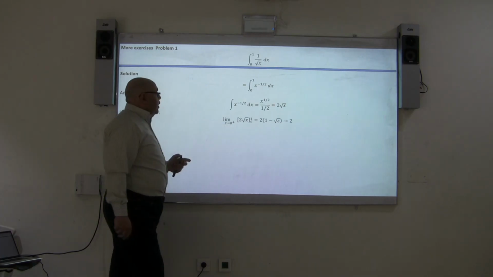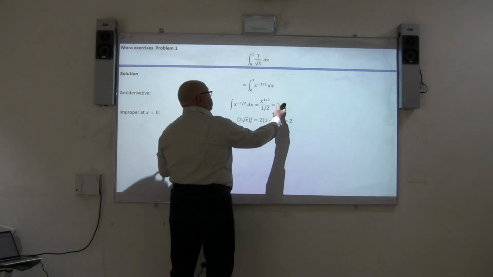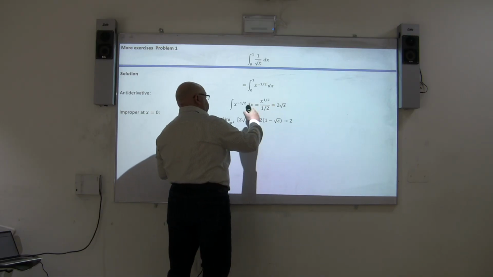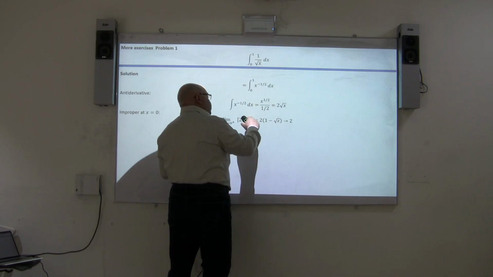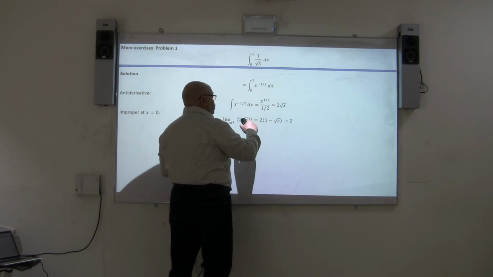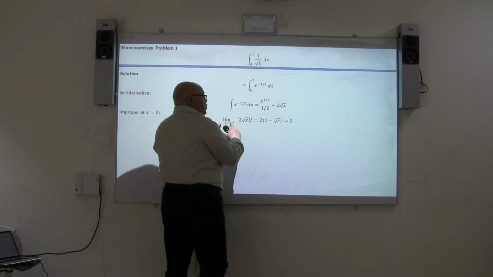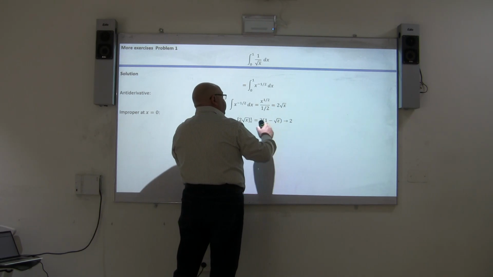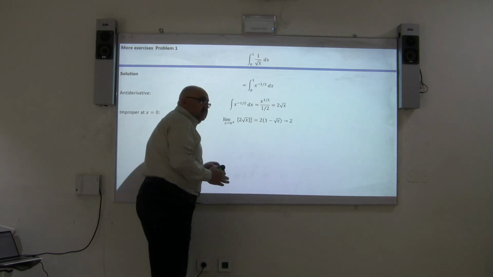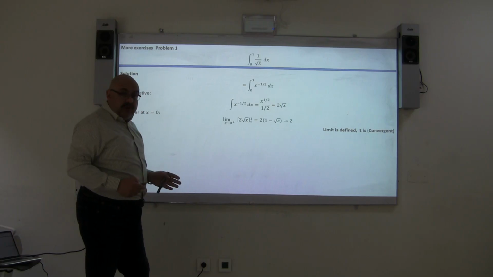So I'm using my limit. It's the limit as epsilon tends to 0. The integration is 2 root of x. I will start substituting by 1 first, minus, I will substitute by theta, as you can see. Then theta will tend to 0, which means this part will be cancelled or eliminated. So only the value of the integration remains, which is 2, which means your integration is convergent, as you can see.